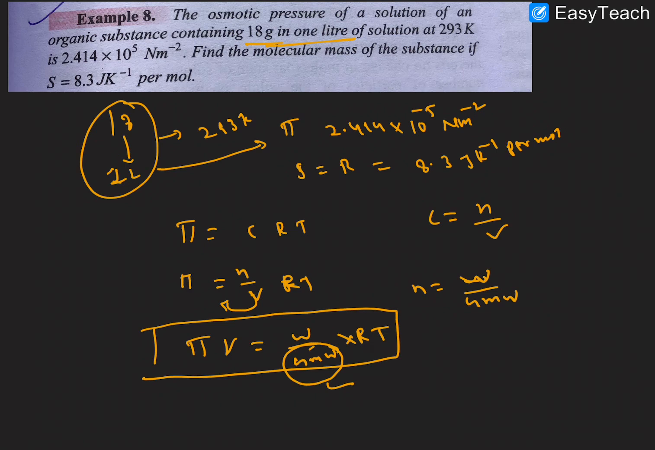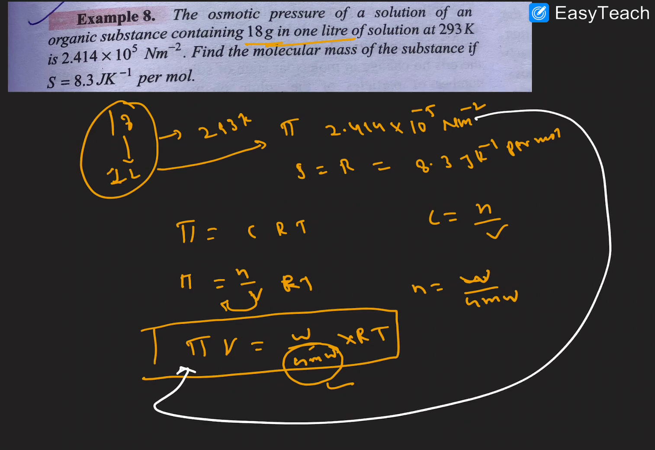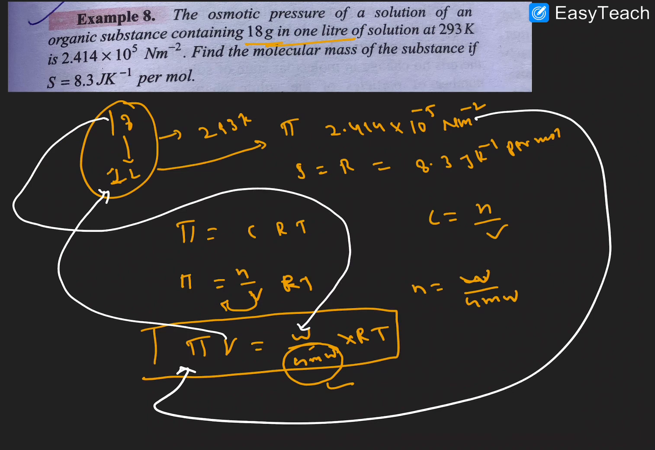So let me explain very clearly. Here they are giving the osmotic pressure, then the volume, 1 liter, right? The weight of substance they are giving, this is the weight of substance. The gas constant they are mentioning here, this is the gas constant. Temperature also they are mentioning, this is the temperature, right? I hope it is clear. Just substitute these values in this formula, and we'll get the molecular mass of this solute.